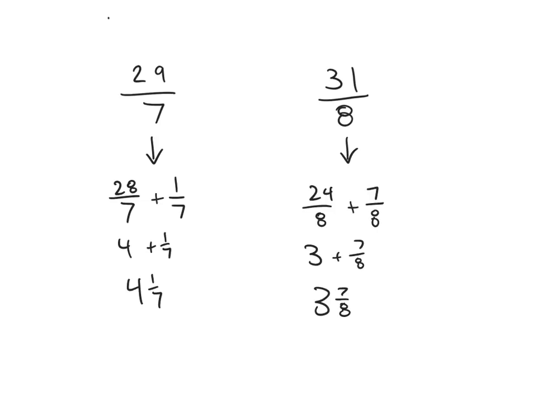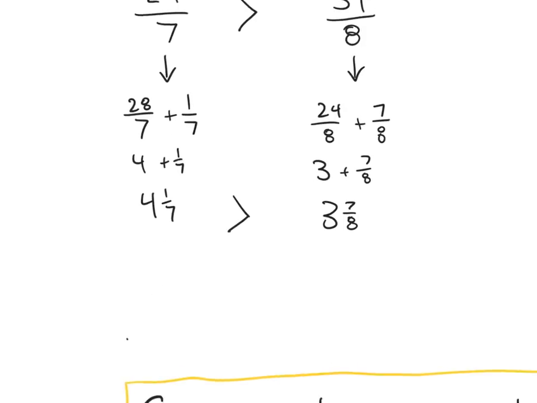Now I can determine which one's bigger because I know that 3 7/8 is less than 4 wholes, and 4 1/7 is greater than 4 wholes. Therefore, 4 1/7 is greater than 3 7/8, which means that 29/7 is greater than 31/8. So you can see how reasoning about the benchmark of 4 wholes helped us determine that 4 1/7 is greater than 3 7/8. That does it for reasoning with benchmark fractions.